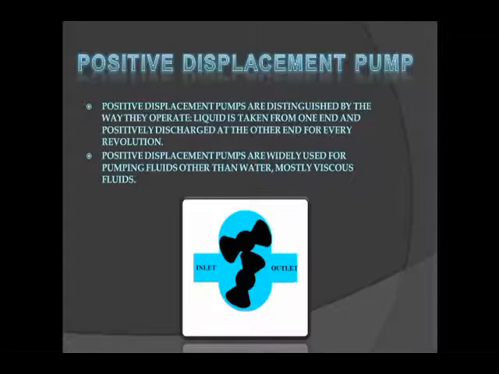Another type of pump is the positive displacement pump. Positive displacement pumps are distinguished by the way they operate. Liquid is taken from one end and positively discharged at the other end for every revolution. Positive displacement pumps are widely used for pumping fluids other than water, mostly viscous fluids.